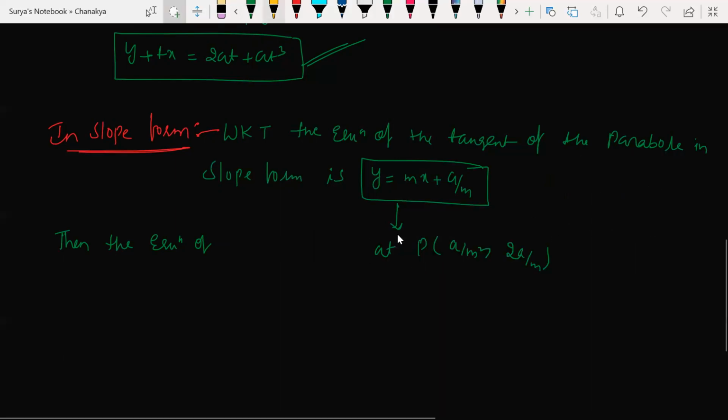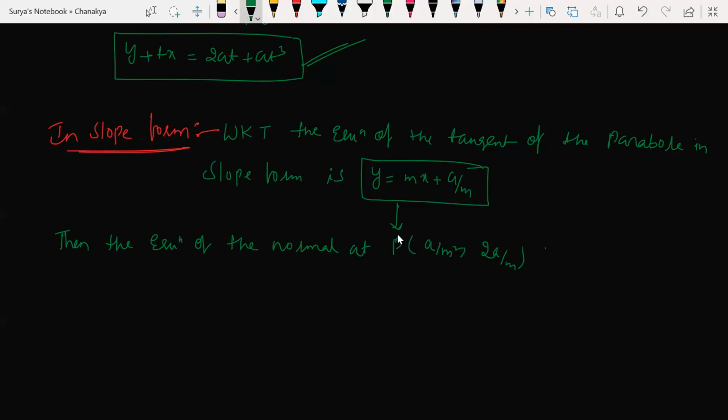Let us write here the equation of the normal at P, (a/m², 2a/m). Equation of the normal in slope form at P is equal to this one.